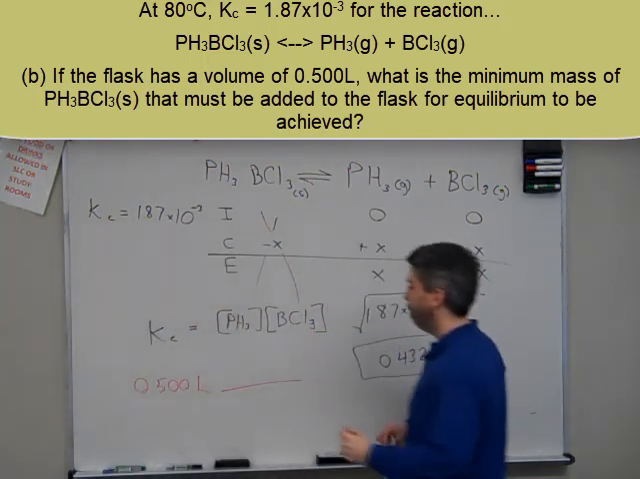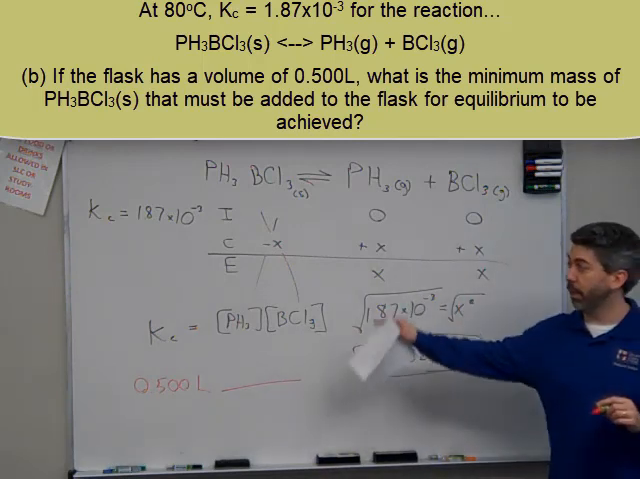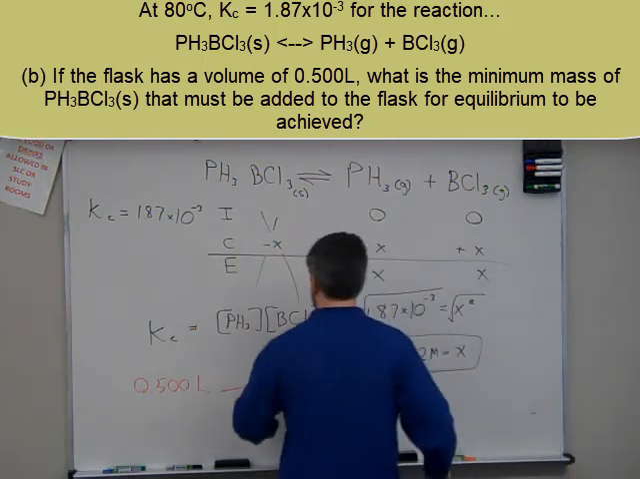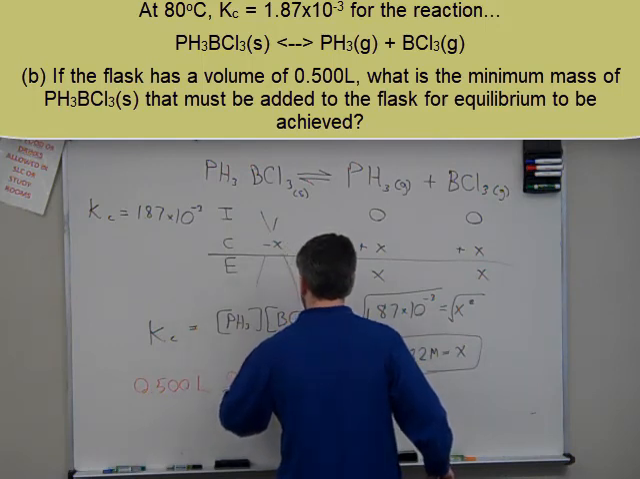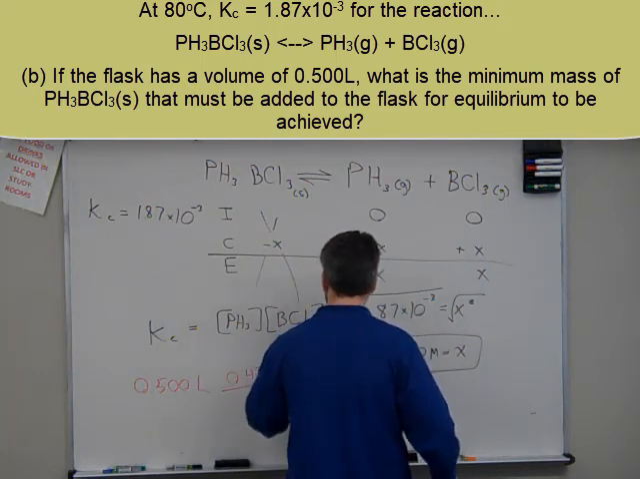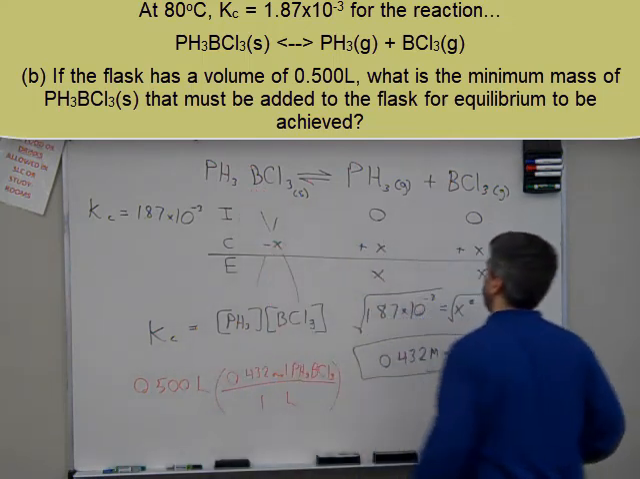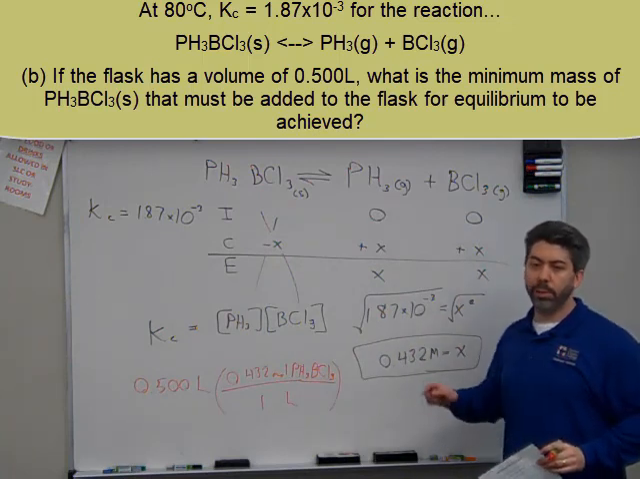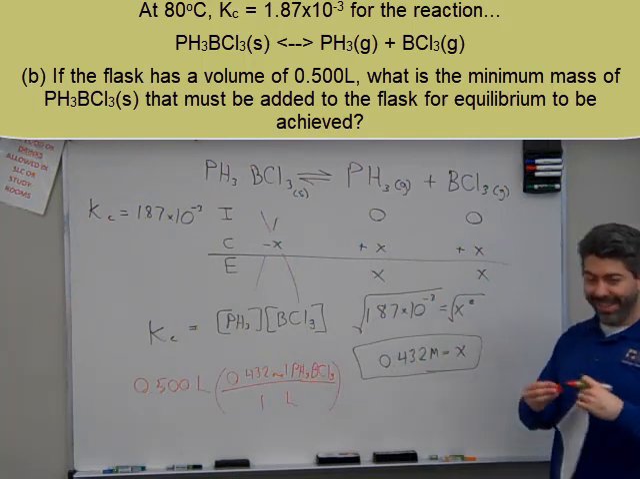So I can use my molarity to calculate the number of moles that I'm going to need. So 1 liter is 0.0432 moles of PH3BCl3. And even though strictly speaking this isn't really a concentration of this, it is going to still tell us the amount that we need. Why not? Good answer.